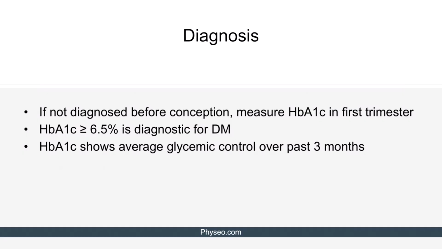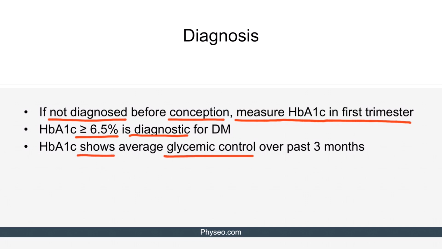All right, let's get back to pregestational diabetes and review how we diagnose it. So if diabetes mellitus is not diagnosed before conception, we should measure hemoglobin A1C in the first trimester. If this is greater than 6.5%, it's diagnostic. Hemoglobin A1C is the preferred test to diagnose diabetes mellitus in pregnancy because it shows us the average glycemic control over the past 3 months.